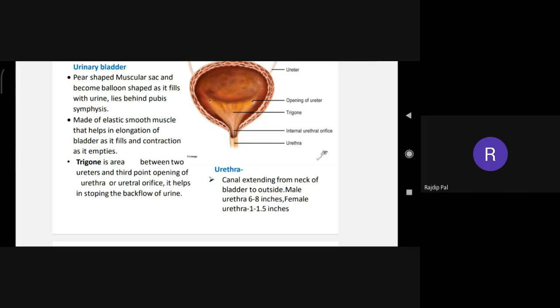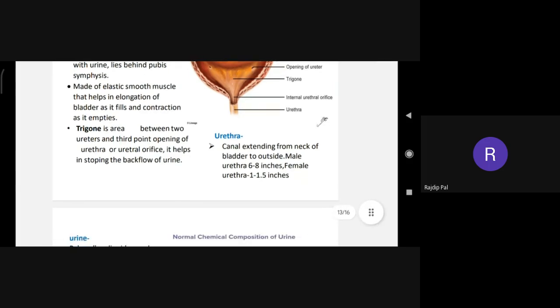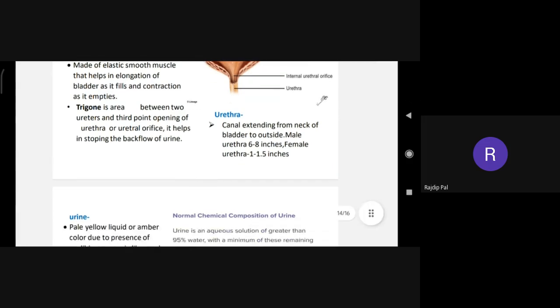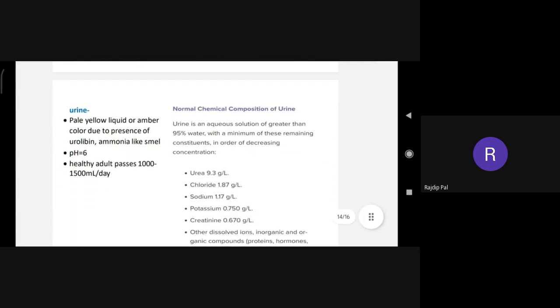That is why females are more prone to UTI, urinary tract infection. So females should be very aware about their excretory hygiene, because of this small urethra there are a lot of chances of being infected. So be careful always.